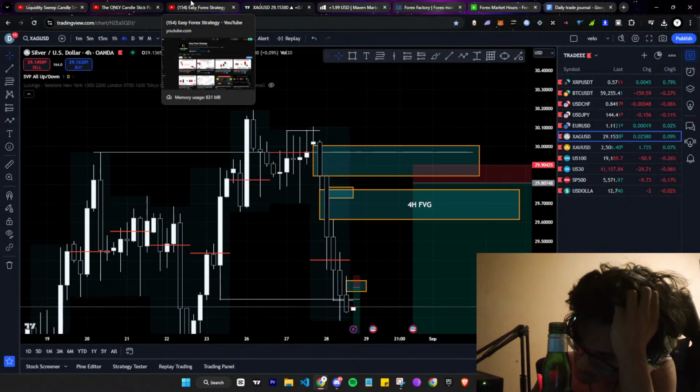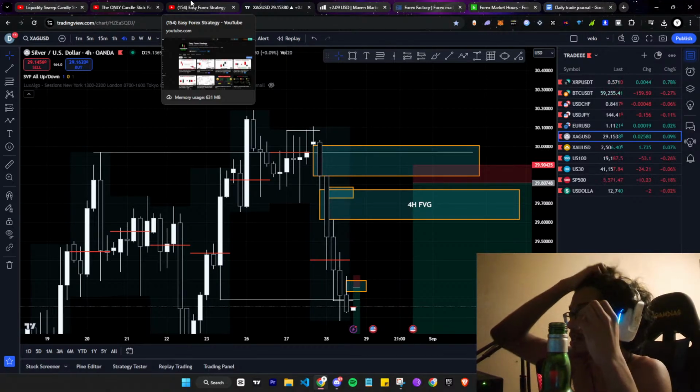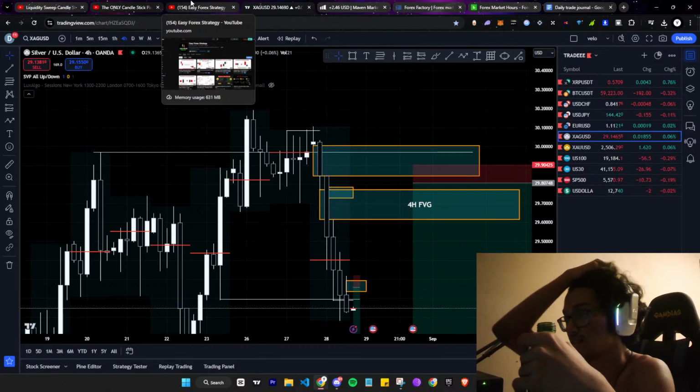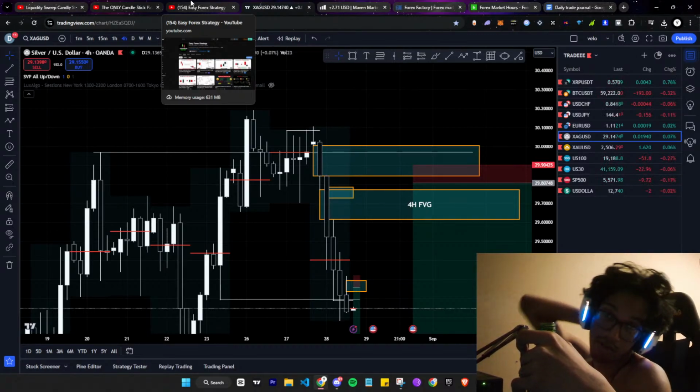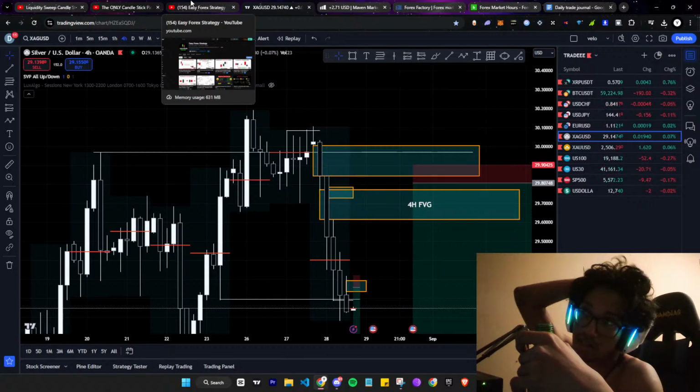I'm going to let the trades play out through the Asia session and then probably towards the London session. Anyways, guys, these are pretty good trades though, so I'm confident they would go to my TP.